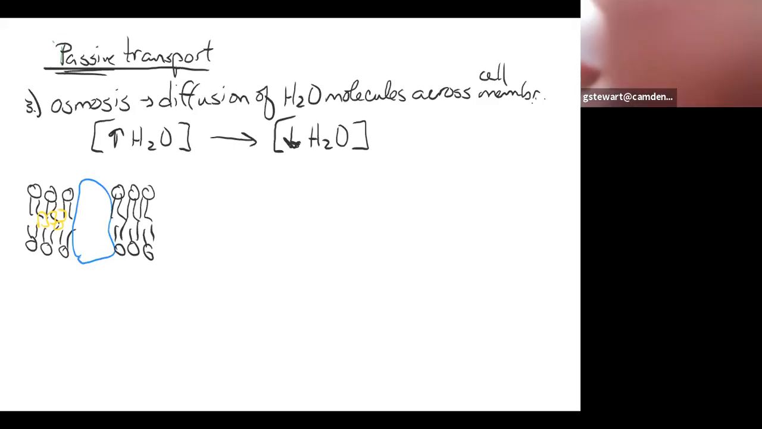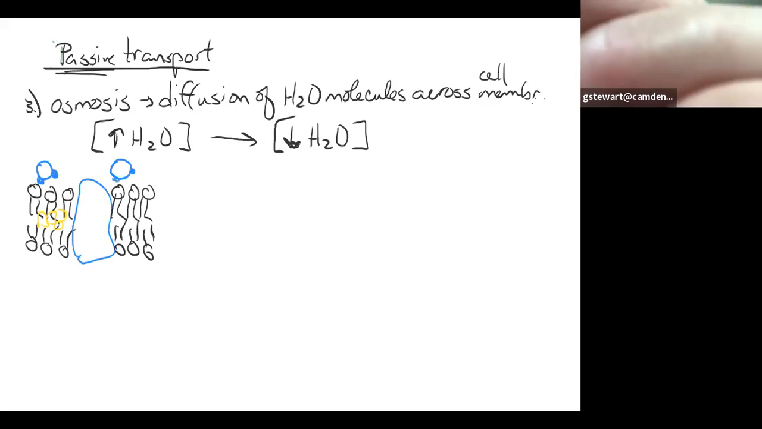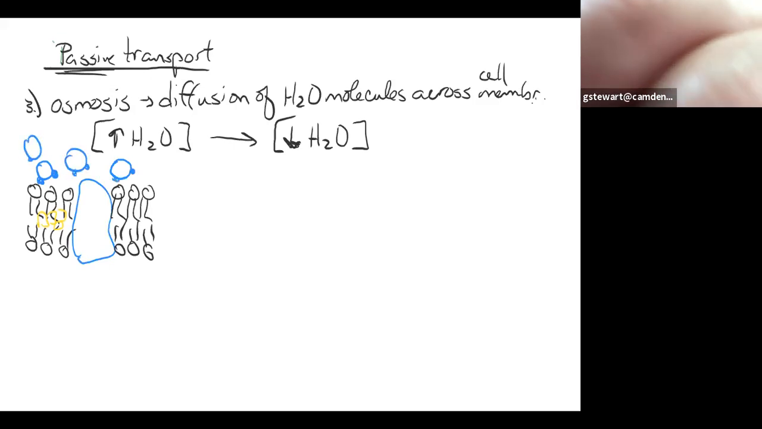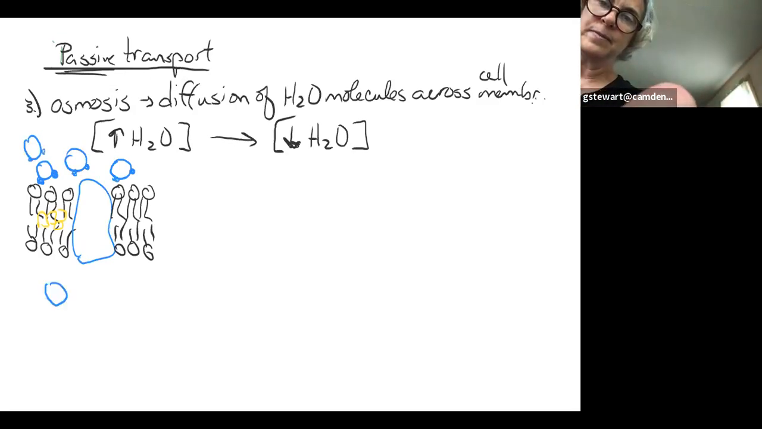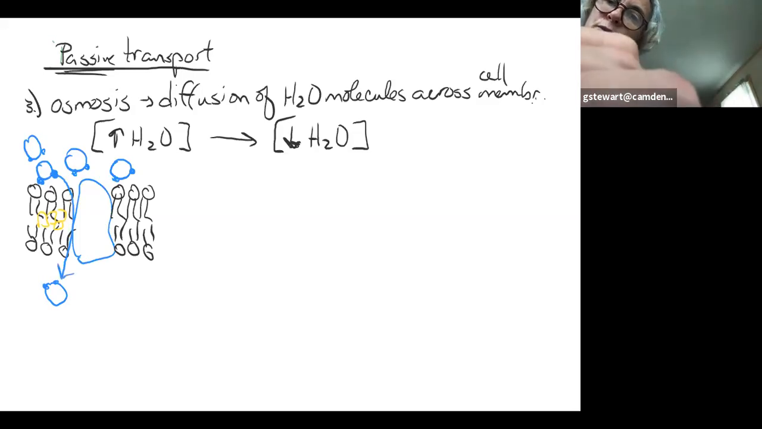And I'll make the water molecules blue as well. If I have my water molecule here, that's the oxygen and the 2 hydrogens, right? The oxygen and the 2 hydrogens, and there's more water outside the cell than inside the cell. These water molecules are going to diffuse through the membrane again until equilibrium.